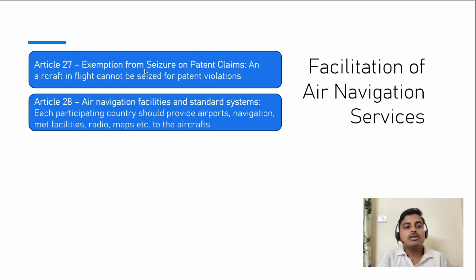Article 27 talks about exemption from seizure on patent claims. So an aircraft in flight cannot be seized for patent violations. Aircraft flying into or through another country cannot be seized due to a patent infringement claim. So let's say an aircraft is flying from country A to country B, and then there was another country C which claimed that there was a patent infringement issue with the aircraft or its parts. In that case, it has no rights to seize the aircraft in flight.